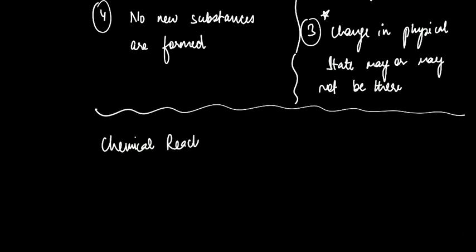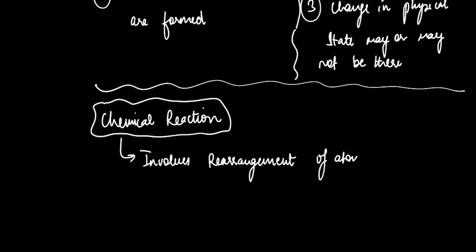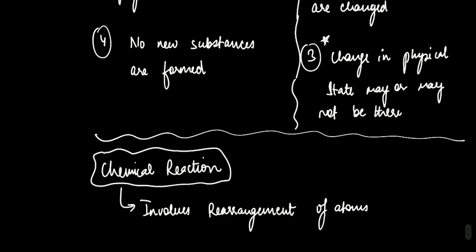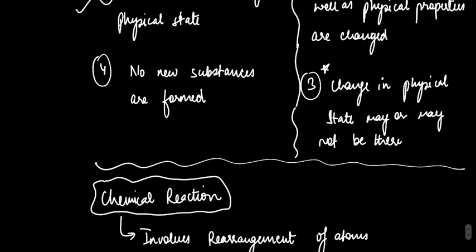So, what's a chemical reaction? First, we need to understand. We can simply write that chemical reaction involves rearrangement of atoms. If you see in this example, magnesium is a metal, oxygen is a gas in the form of O2 that we breathe. So, it is forming magnesium oxide. It's one entity, it's a compound. So, definitely rearrangement of atoms has taken place.